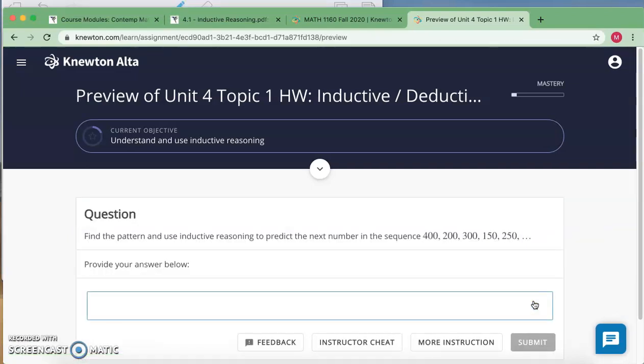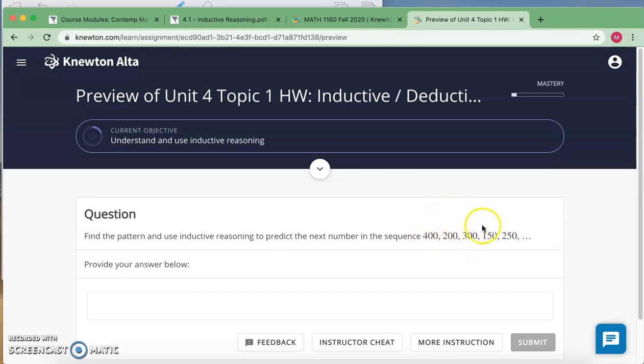Find the pattern and use inductive reasoning to predict the next number. So it's the same thing. Again, we're given little parts or more detail, and we're trying to come up with a general rule. So here it looks like if we divide by 2, we get from 400 to 200. If we add 100, then we get to 300. So it looks like maybe divide by 2 and then add 100.